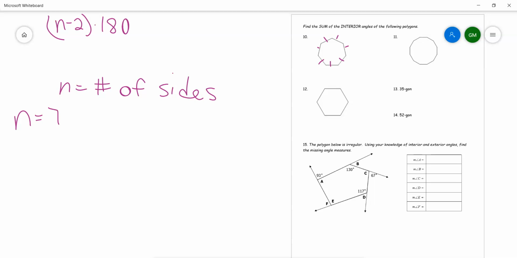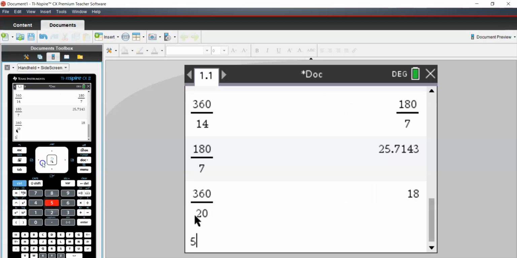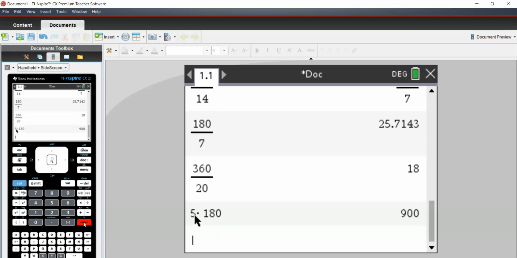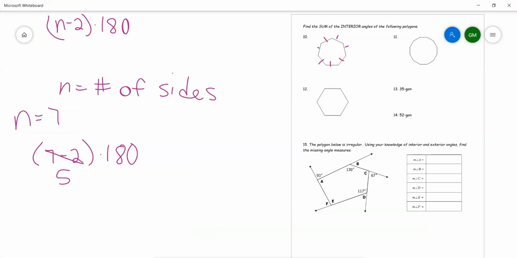Okay, and we're going to run that through our formula. So we got 7 minus 2 times 180. 7 minus 2 is 5. Run that through the calculator. 5 times 180, and that's 900. So S equals 900 degrees.